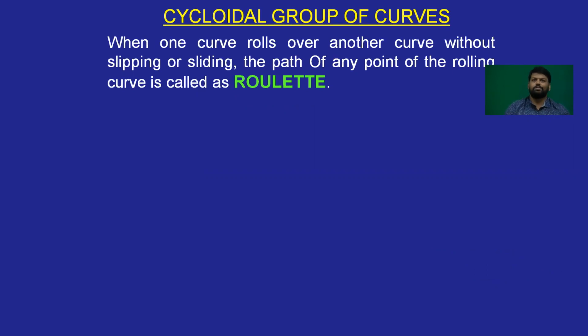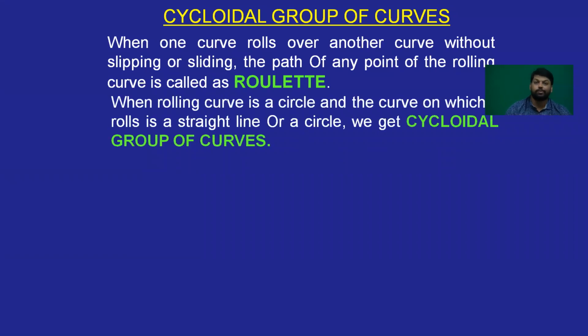These curves are formed when one curve rolls over another curve without slipping or sliding; the path of any point of the rolling curve is called a rolling curve. And when this rolling curve is a circle and the curve on which it rolls is a straight line or a circle, then we get a cycloidal curve. That means if the rolling circle rolls over a straight line, we get one curve. If the circle rolls on another circle, we get one more curve. These are all called cycloidal curves.